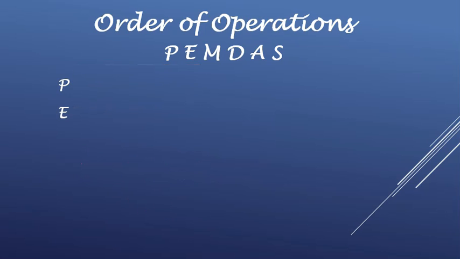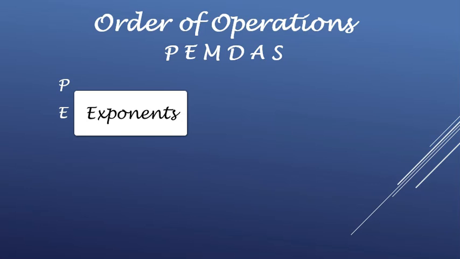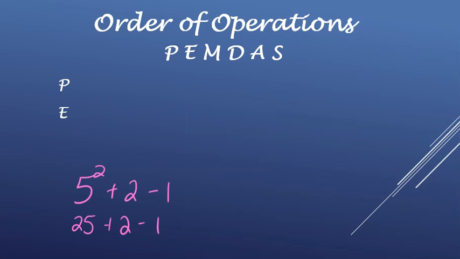The next thing that happens is something called the exponents. E for exponent. Now an exponent, remember, is something that is raised to a power. So if we have a 5 squared, that's an exponent. So if there was a problem that said 5 squared plus 2 minus 1, you would do the exponent before you would do the adding or subtracting. We would do that exponent, and so that would give us 25 plus 2 minus 1. And then you could continue with the problem. So you do the parentheses first and then the exponent.